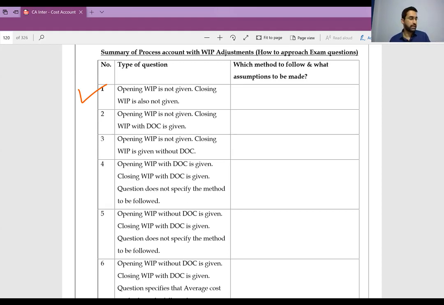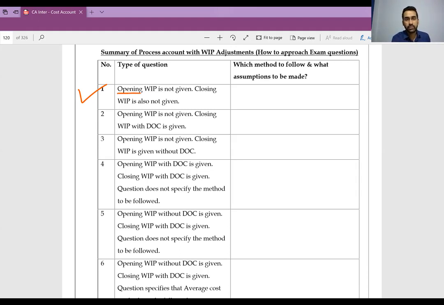By the way, in my class material, when I did question number 6 and 7, there was only closing WIP in those questions. We did not discuss FIFO or average cost method. Why? Because there was no opening WIP. In question number 8, I am discussing FIFO average cost. Why? Because there is opening WIP.